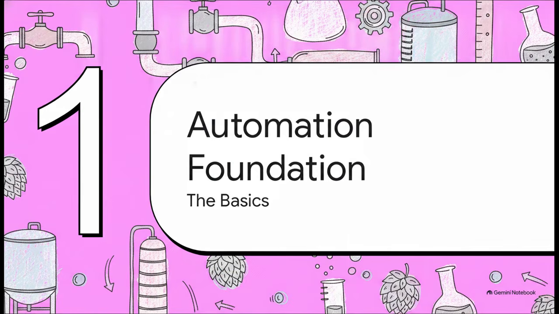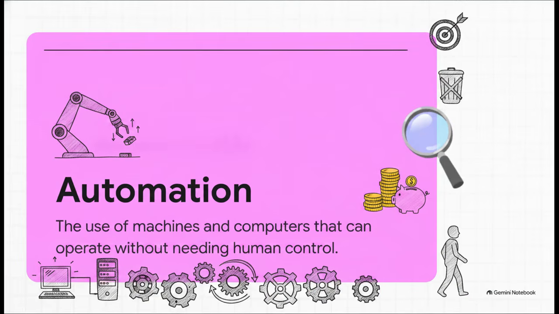Section 1, the automation foundation. Because honestly, to wrap our heads around the incredibly complex systems of a modern chemical plant, we really need to ground ourselves in the absolute basics first. So let's look at how the Cambridge Dictionary defines automation. It's simply the use of machines and computers that can operate without needing human control.